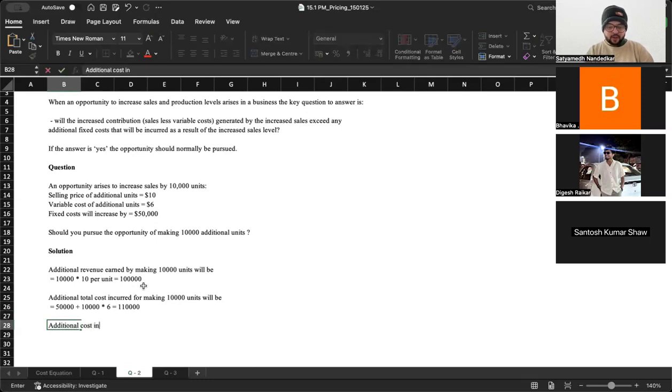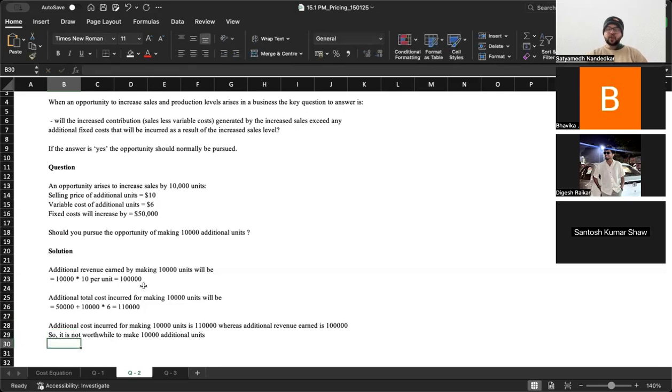So additional cost incurred for making 10,000 units is 1,10,000, whereas additional revenue earned is 1 lakh. So it is not worthwhile to make 10,000 additional units.